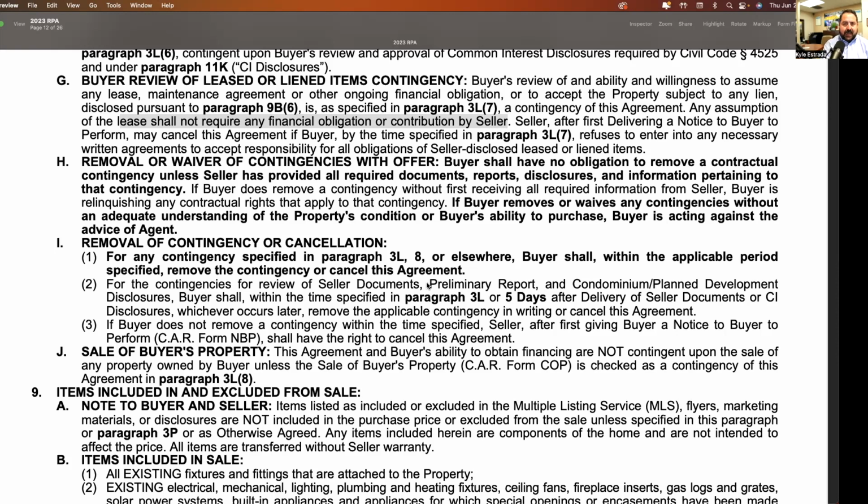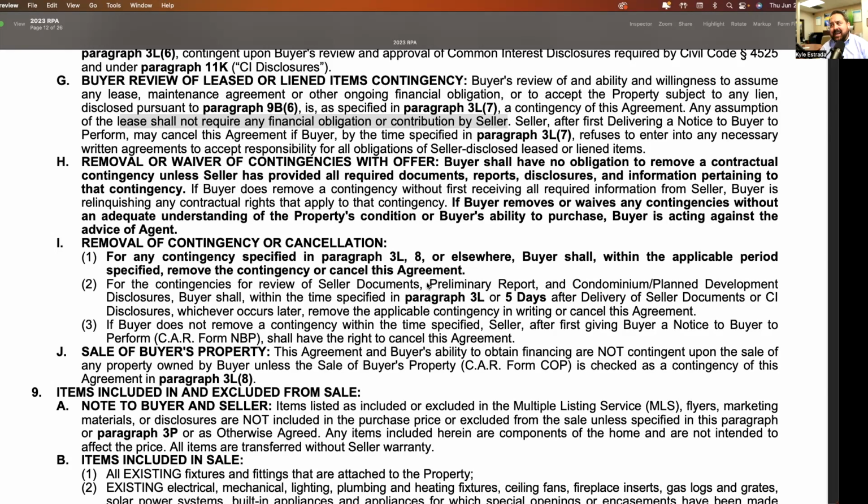But in between that, there's gray areas, right? There's extensions, there's per diems, there's all kinds of negotiations that go on. But just know that, contractually, the two options you have are to cancel and to remove your contingency and move on. For the contingencies for review of seller's documents, preliminary report, condominium plan unit disclosures, buyer shall, within the time specified in 3L or 5 days after delivery of seller documents or CI disclosures, whichever occurs later, remove the applicable contingency in writing or cancel this agreement.